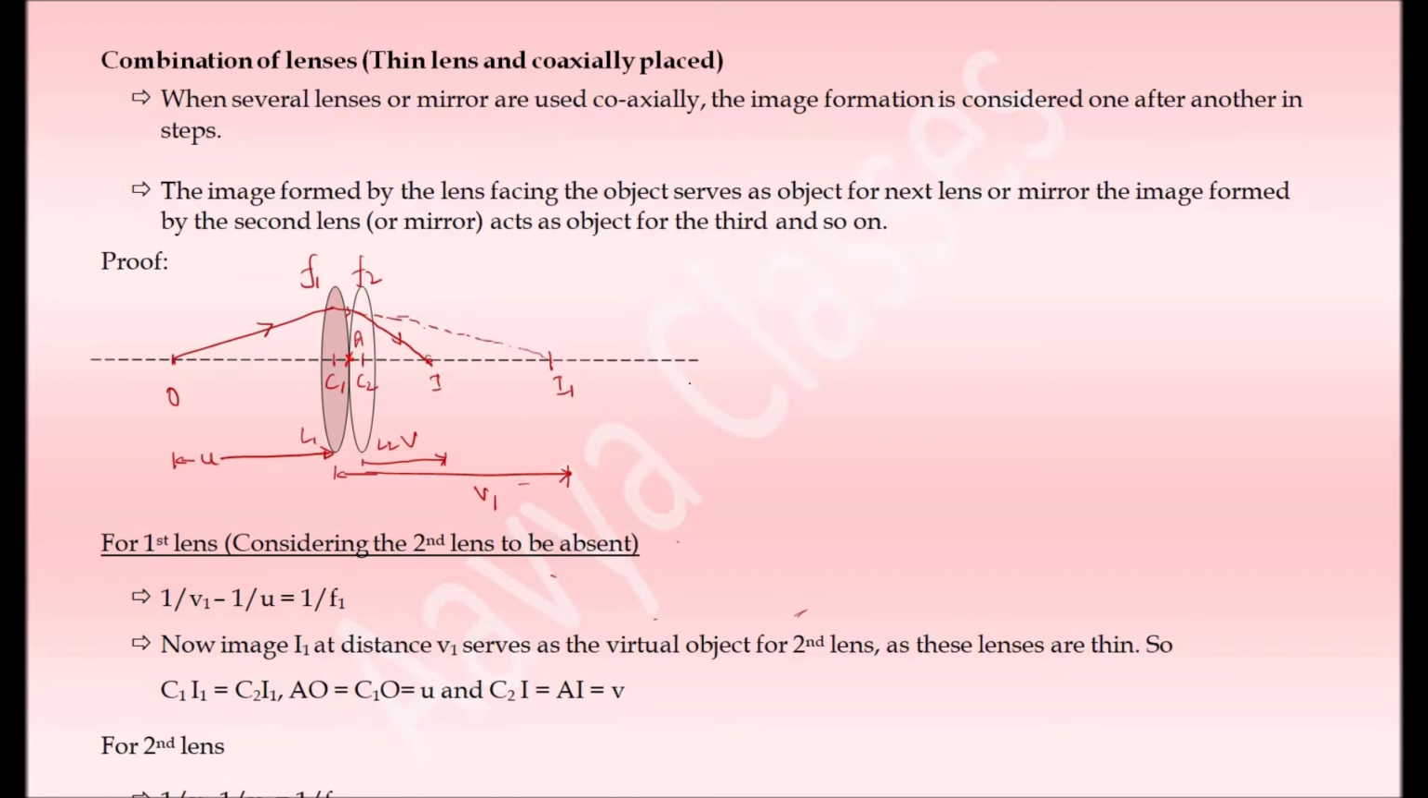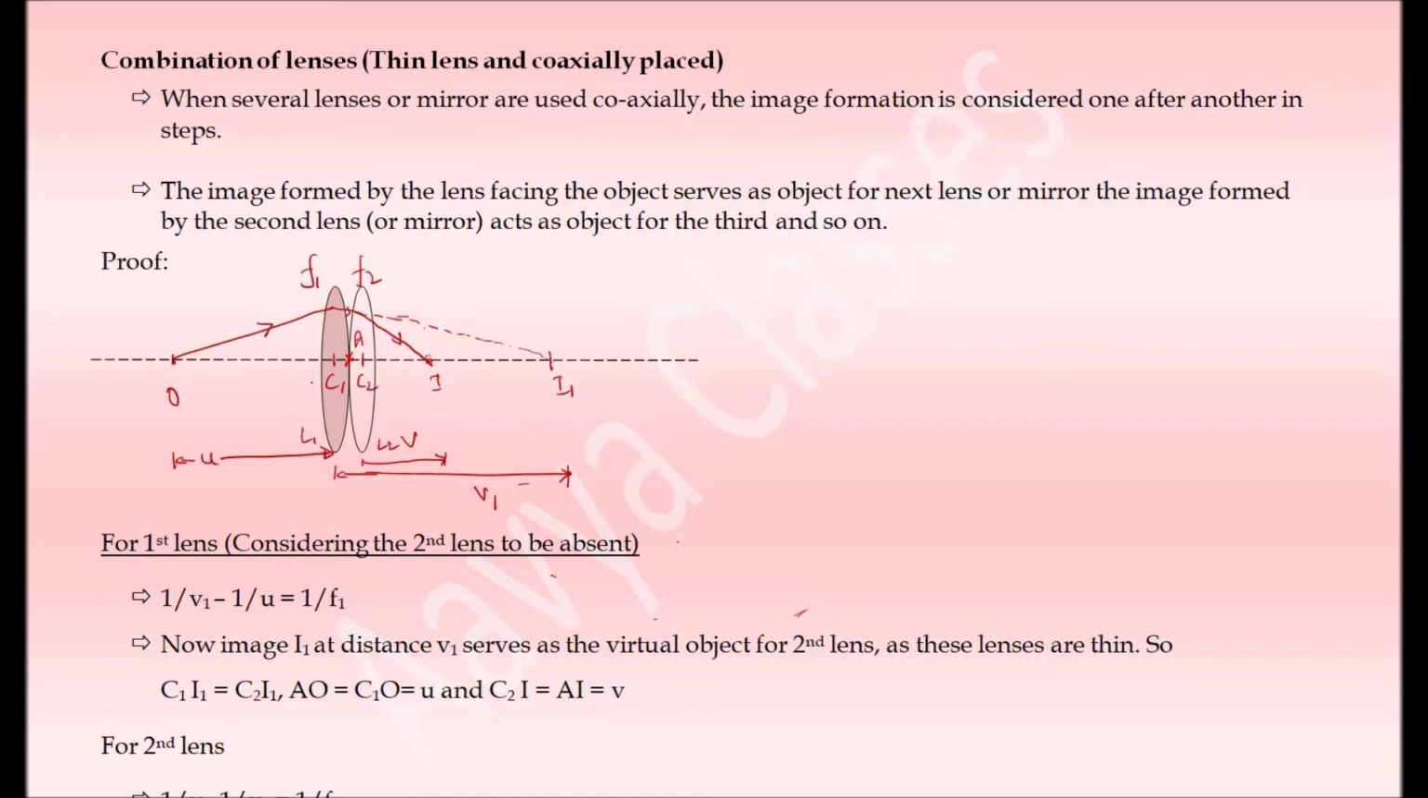So if there are multiple lenses placed, then the image formed by the first lens will serve as a virtual object for the second lens, and the image formed by the second lens will serve as a virtual object for the third lens, and so on. First we will prove this, and then we will see different examples. I have taken here a convex lens. You can take any other lens, but drawing a ray diagram for a convex lens is easy. So I took two convex lenses L1 and L2 and placed them coaxially.